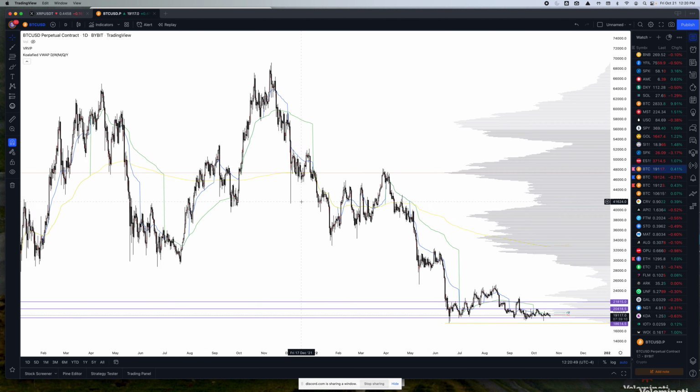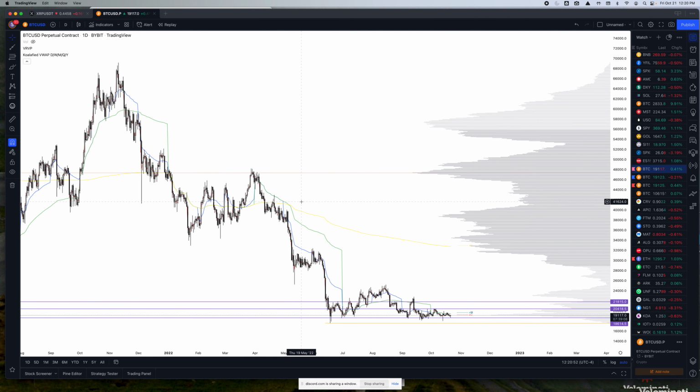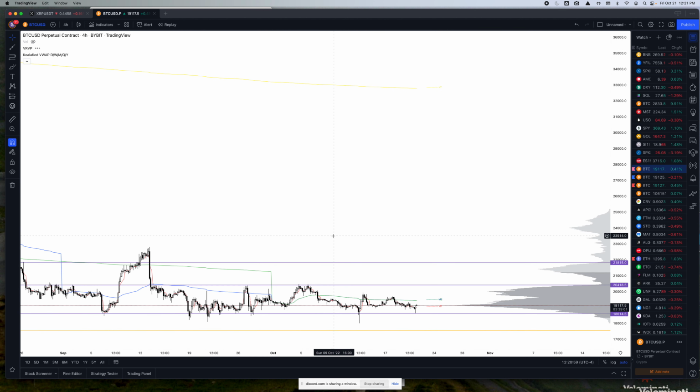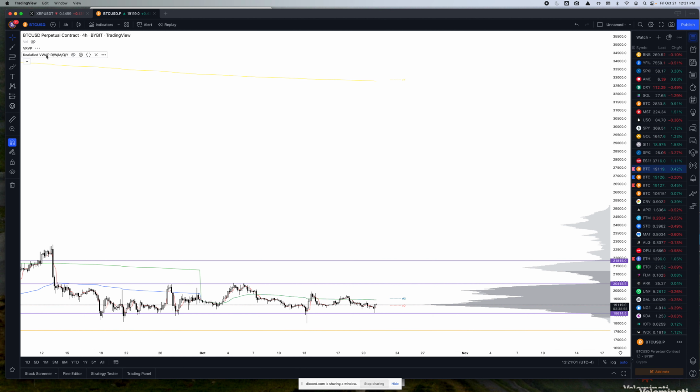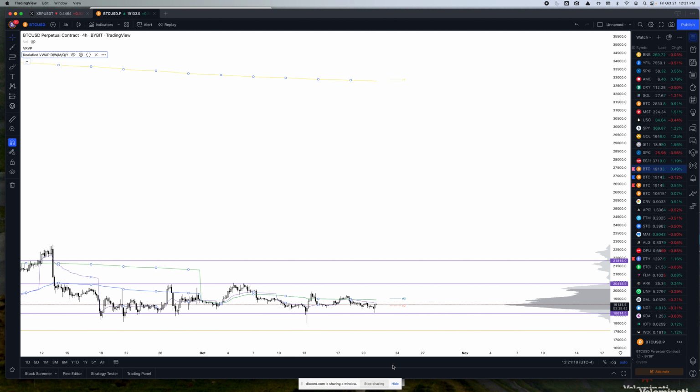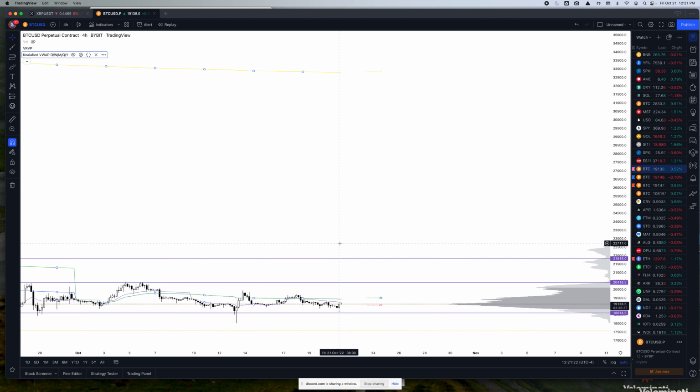You have to adjust these things to the time frame because you don't need a daily VWAP on a weekly chart, right? I use the daily when I'm actually actively trying to find an entry. I will use the daily on like a 15-minute or hourly chart, but on my high time frame charts, I'm not really looking at it.